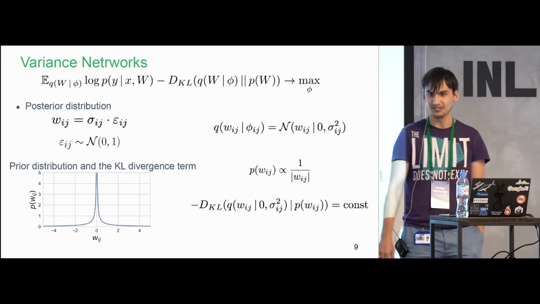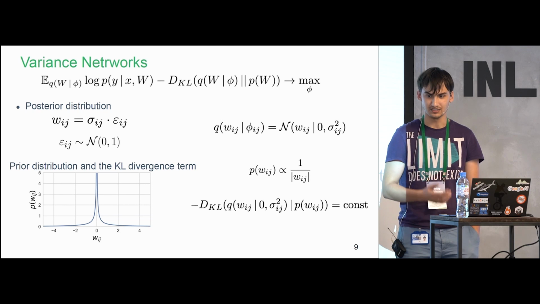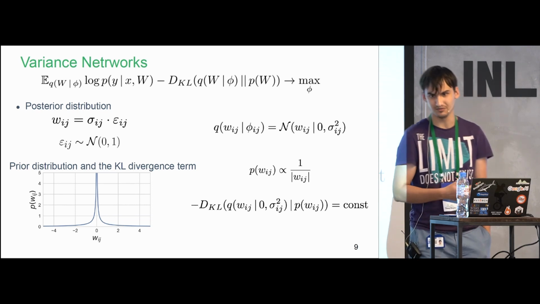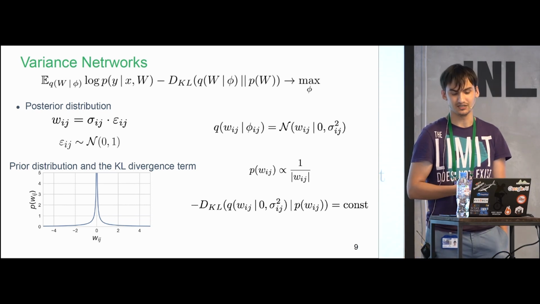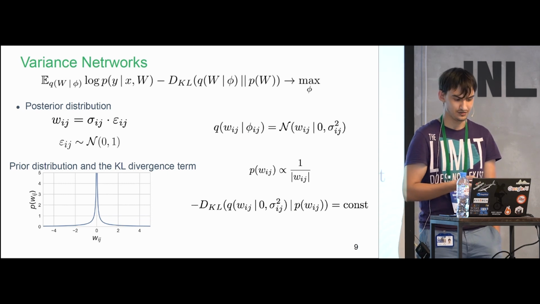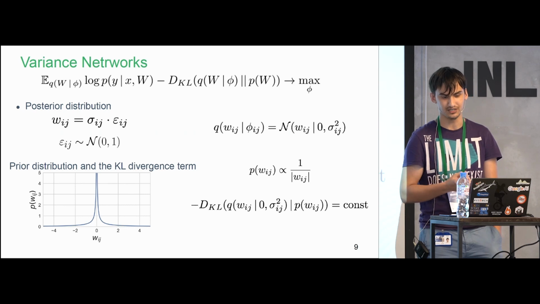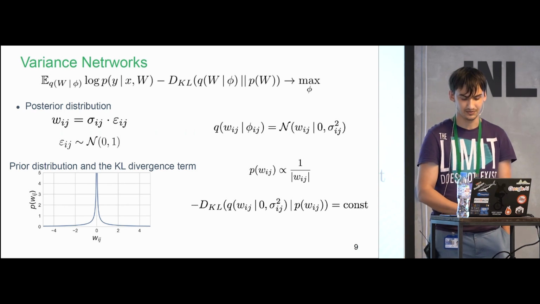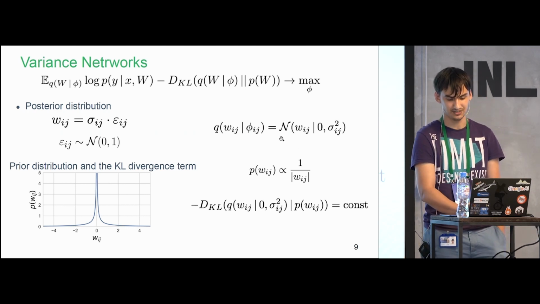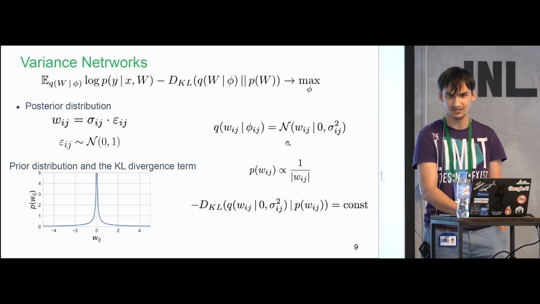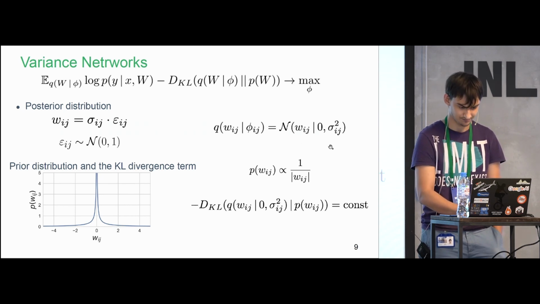So this is called variance networks, because there is a layer which does not contain any means. All the means are 0, but there are some non-zero variances. And you can see it as a special case of Bayesian neural network trained with variational inference with a very strange kind of approximate posterior distribution, where the approximate posterior is actually a zero-centered Gaussian.